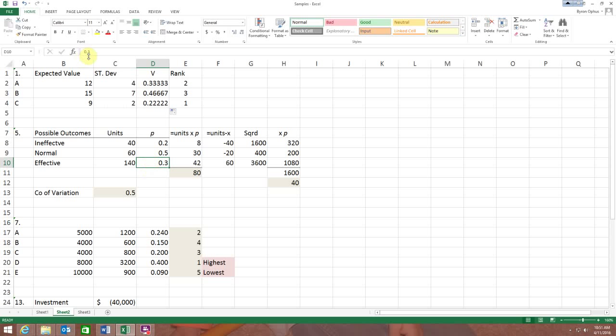Okay, and you could check that. Sometimes you should, maybe. These ones aren't very complicated, but if you were doing one that was quite a bit bigger, you'd probably want to verify that this is equal to 1. Okay, so like we've done in the past, we take our probability times our number of units, and this is going to give us our expected value, right? So this is simply equal to my probability times my number of units, and I can drag that down. Then I need to calculate the sum of those, and that's going to give me my expected value. Okay, it's 80.